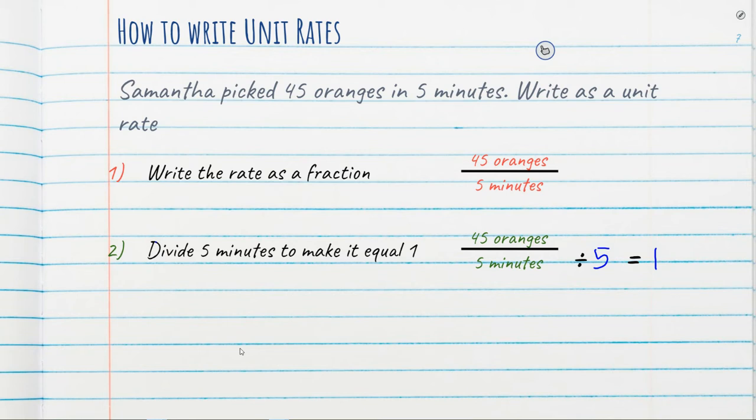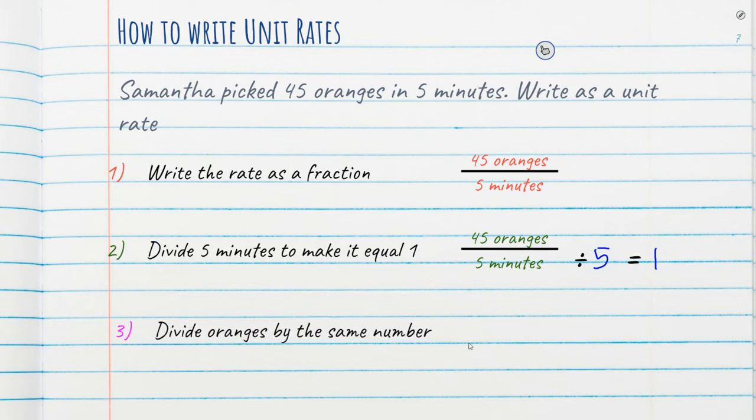Which brings us to step 3. Step 3 is to divide the oranges, or the numerator, by the same number. Whatever we do to the bottom, we have to do to the top, which means we're going to take those 45 oranges and do exactly what we did to 5, which was divide by 5. The numerator is where you have to do the math, because obviously 5 divided by 5 is 1. That's easy. 45 divided by 5, you have to know your multiplication tables, and you should get 9. Cool.